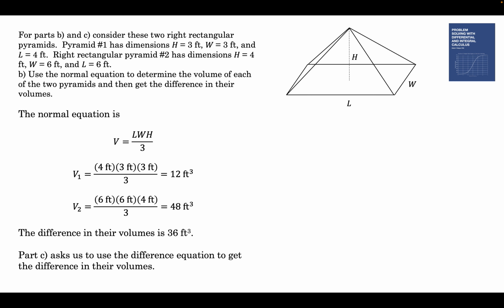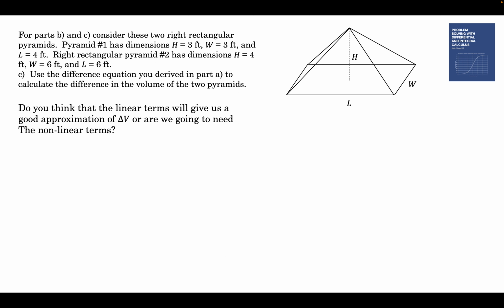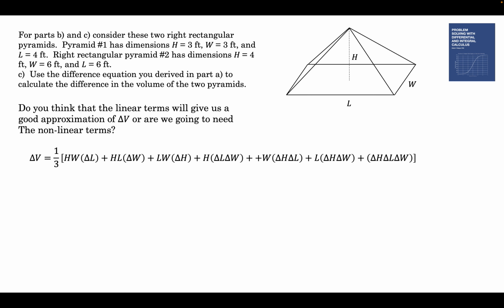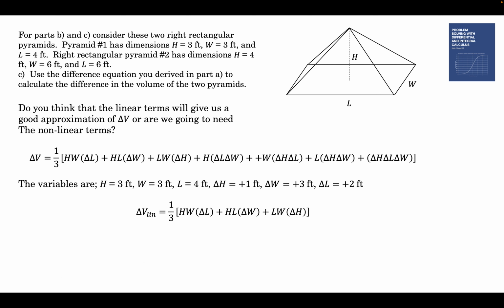Part C asks us to get the difference in their volumes using the difference equation. There's going to be linear terms and nonlinear terms, and you probably know roughly how much the nonlinear terms are going to contribute. So there's the total equation. The linear terms are the ones with only one change. So delta L, the first three terms, you only have one change in them. Here we're multiplying 2, and then here we're multiplying 3. Those are the variables, and we're going to use the changes this time. Here's the linear part, sticking those in. There's the nonlinear part.